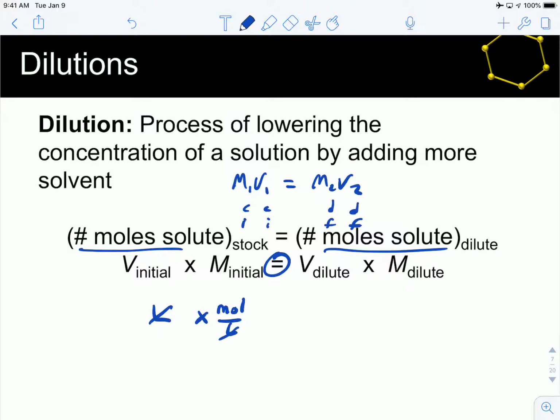So if you have 3 of these, you can always calculate the other one. It doesn't matter. You might be asked the initial molarity you need. You might be asked the initial volume needed to make up the solution. You might be asked the final molarity, whatever it is. This equation is very simply manipulated to answer any of those questions.